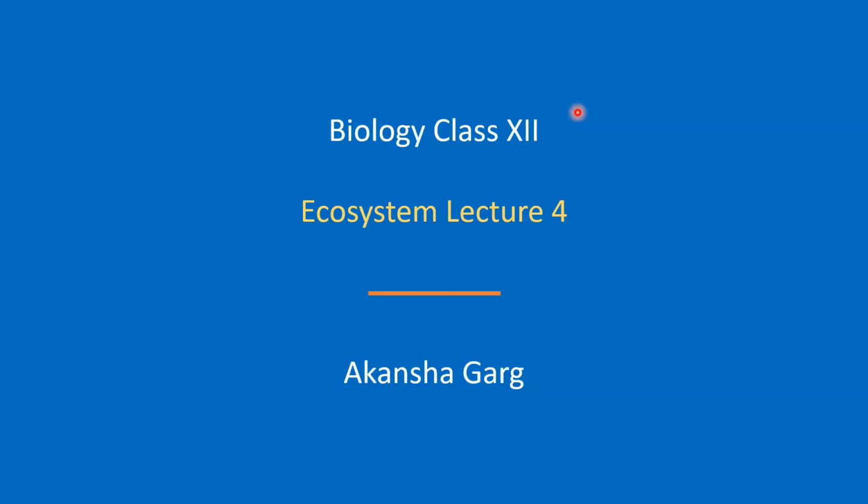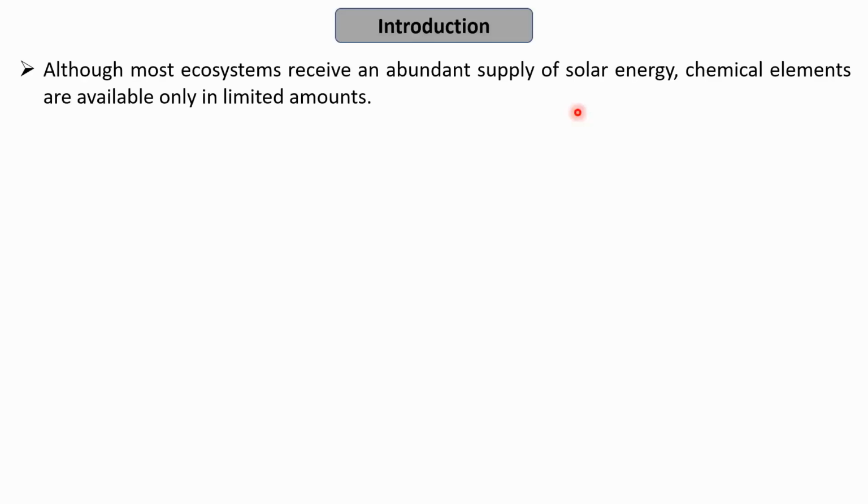And in today's lecture, we will learn about different biogeochemical cycles that occur in nature. So let's start with biogeochemical cycles. Let me introduce what biogeochemical cycles are. Although we know that most ecosystems receive an abundant supply of solar energy, the solar energy may be unlimited, but the chemical elements that are available in any ecosystem are present only in a limited amount.